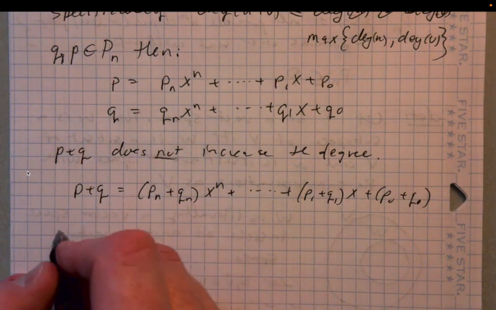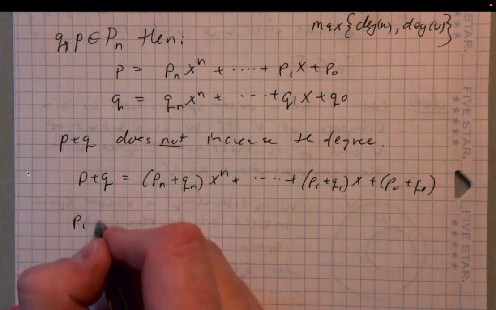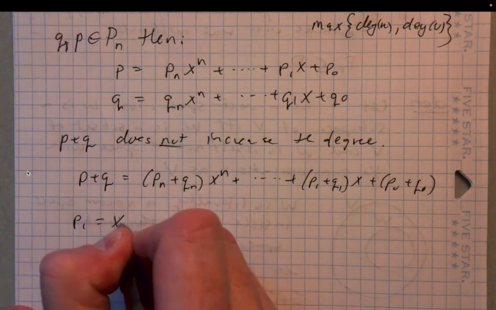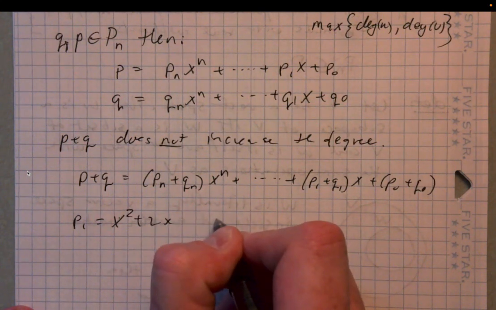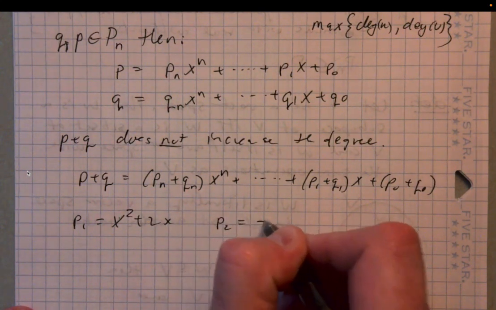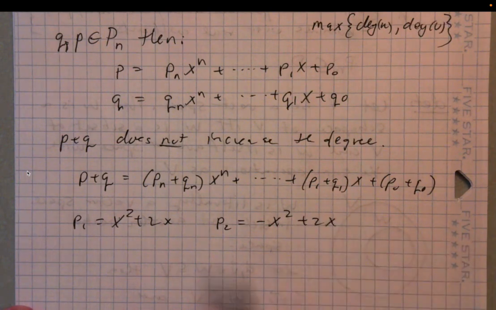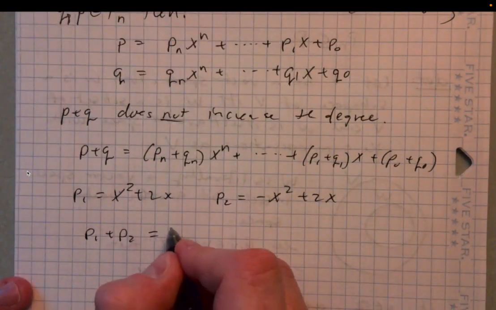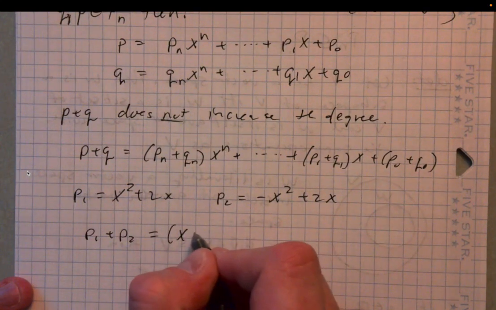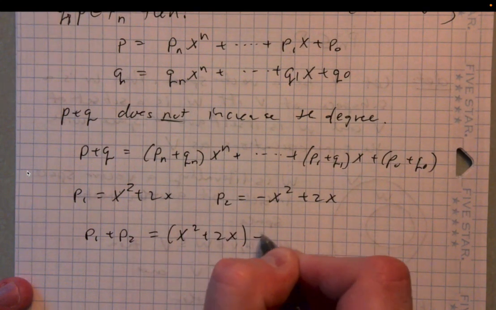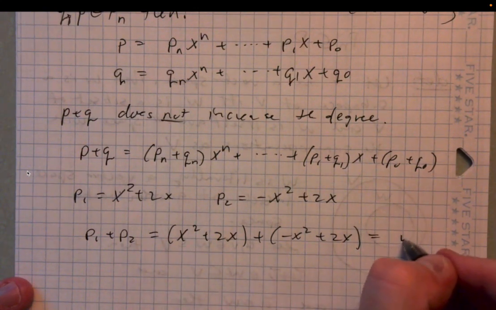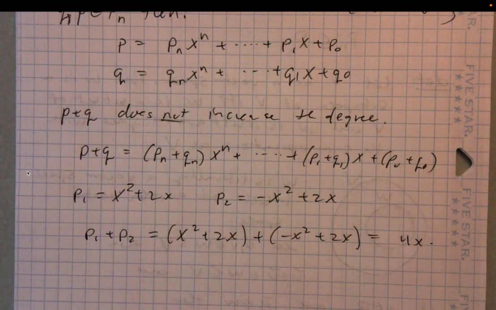We saw this example last time, but let's just make sure that we see this. So P1, maybe I'll say that's x squared plus 2x, and P2 will make negative x squared plus 2x. When I add these together, what do I get? Well, I get x squared plus 2x plus negative x squared plus 2x. And so, of course, I get just 4x. So the degree can drop, it can decrease, but it can't increase.